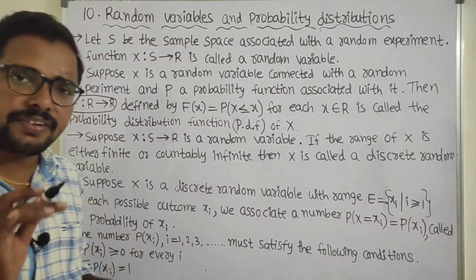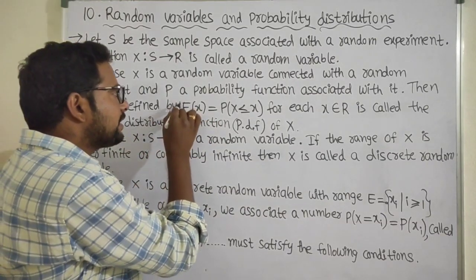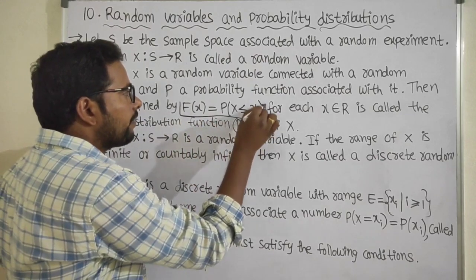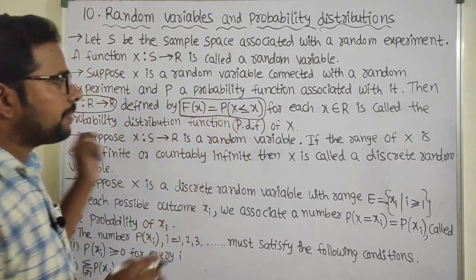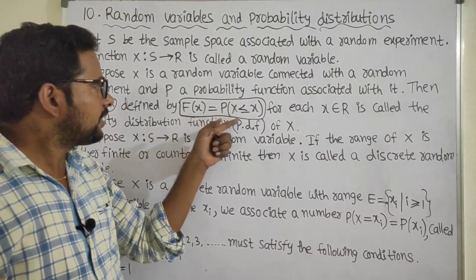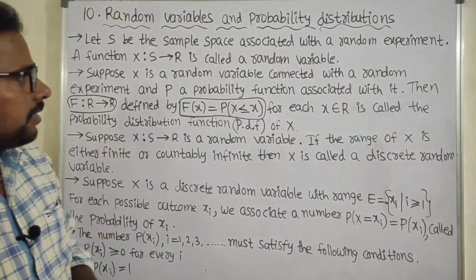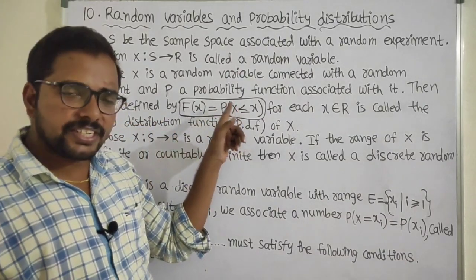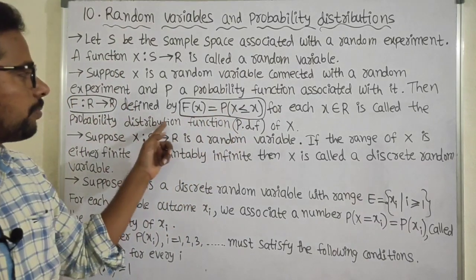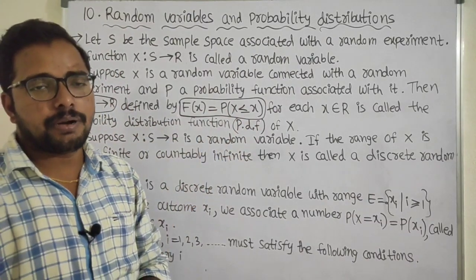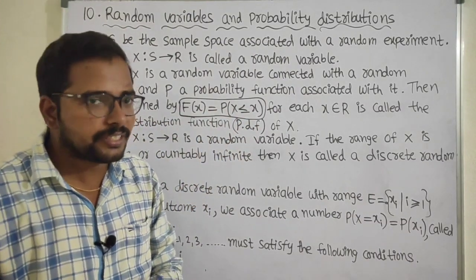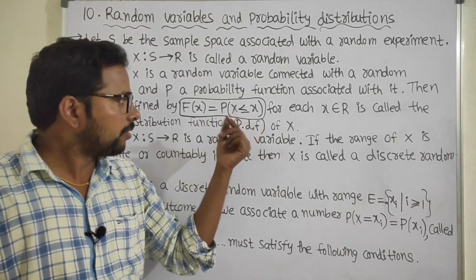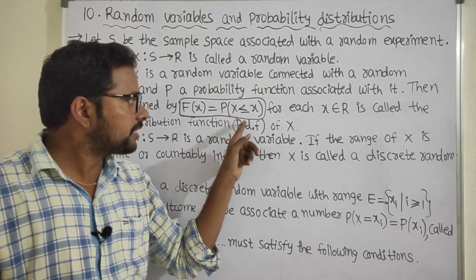So if any function is defined by F of x equals P of X less than or equal to x, where P is a probability function, then this function is called the probability distribution function of X. Probability distribution function, that is called PDF.